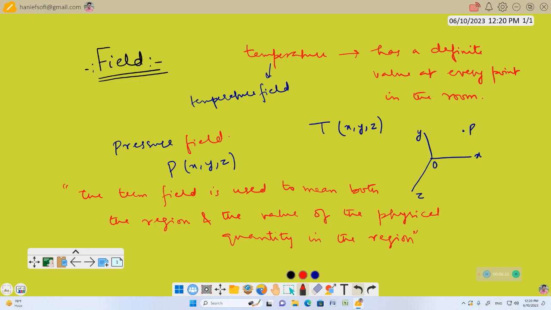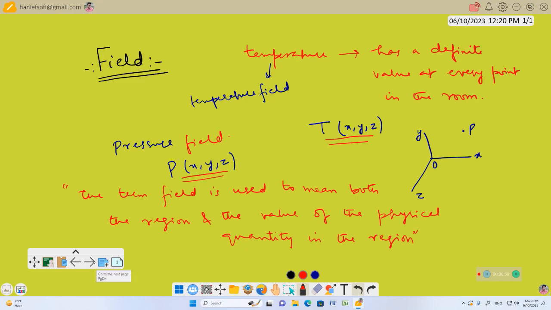Now, the term field is used to mean both the region and the value of the physical quantity in that region. So, when I say temperature field, it means there is some space in which temperature has a definite value at every point. When I say pressure field, it is understood I am talking of some space in which there is pressure, and pressure has a definite value at every point in that region, right? So we talk of fields in this way.